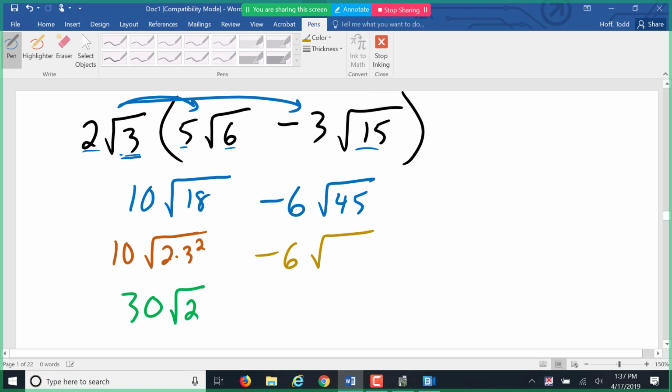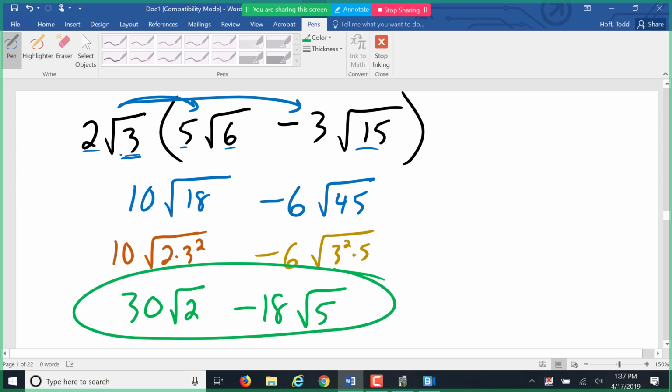And then, of course, 45 is 3 squared times 5. So I can take out the 3 there to get negative 18 times the square root of 5. That's where that would end up: 20 times the square root of 2 minus 18 times the square root of 5.